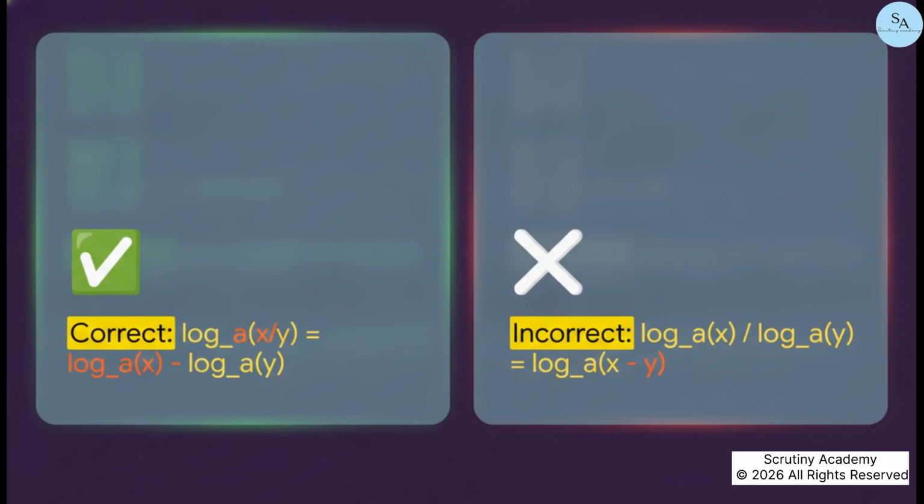The correct way is this. Division happening inside a single logarithm splits into subtraction outside the logarithm. But here is the danger zone. Dividing two totally separate logarithms, like log of x divided by log of y, does not equal the log of x minus y. Never, ever mix up an operation inside the brackets with operations between whole logarithms.